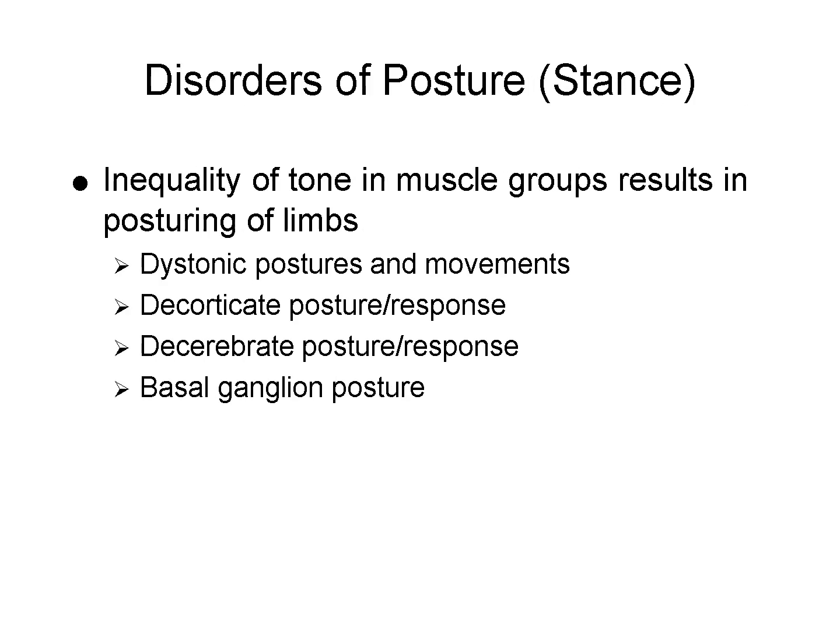Disorders of posture arise when there is an imbalance in muscle tone between different muscle groups. This inequality causes the limbs to assume abnormal positions, often involuntarily. One common example is dystonic posturing, which involves repetitive, twisting movements or sustained abnormal positions due to overactive muscles.